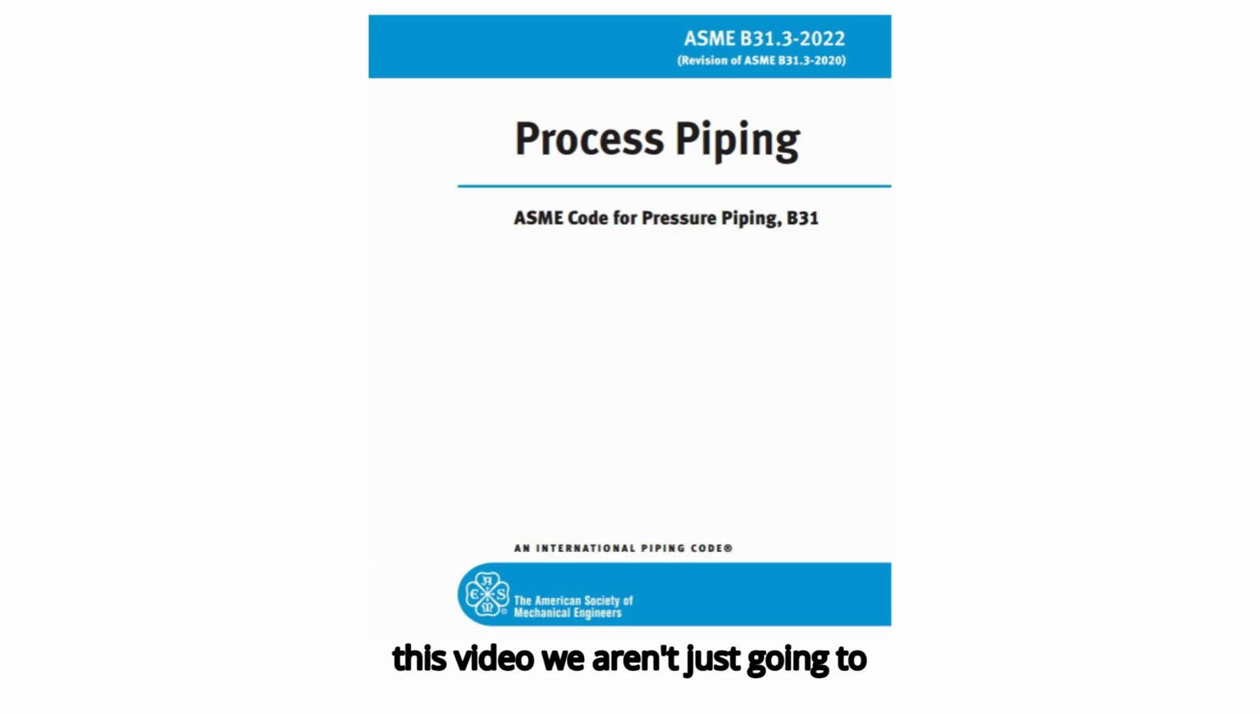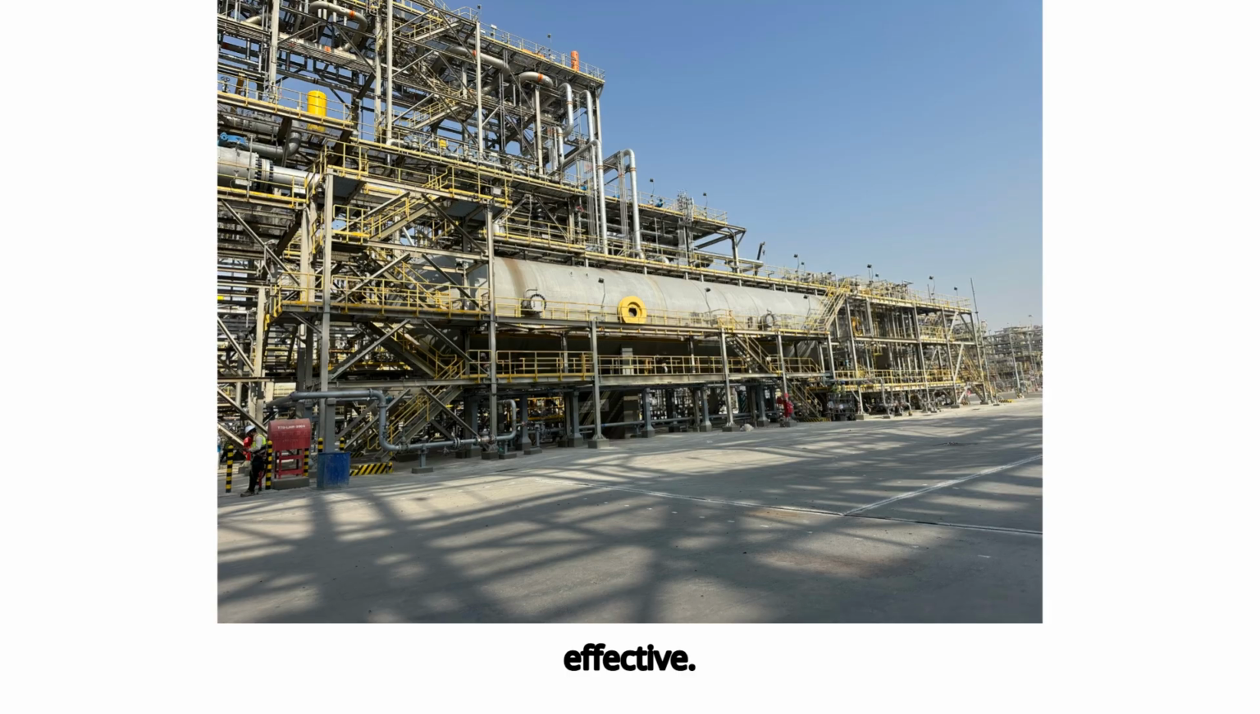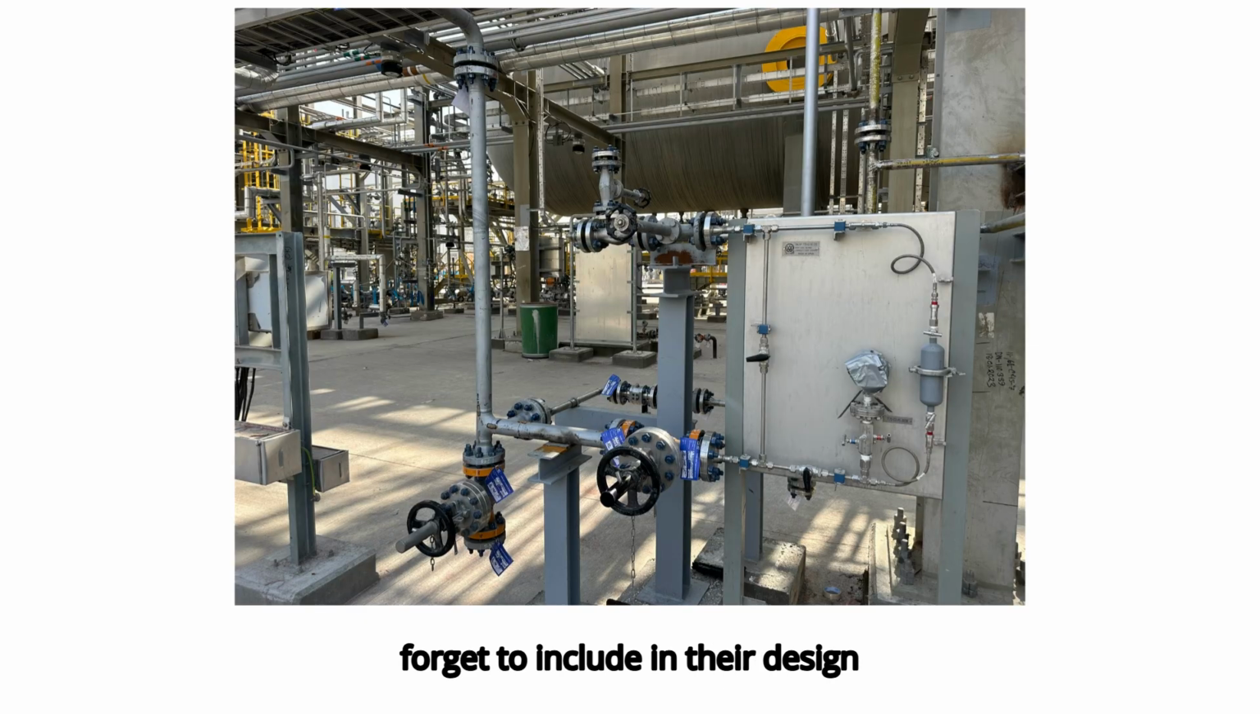In this video, we aren't just going to calculate wall thickness according to ASME B31.3. We're going to understand why pipes are sized the way they are and how to choose the right schedule to ensure your project is both safe and cost-effective. Stick around until the end, because I'm going to reveal the 12.5% error that even senior engineers often forget to include in their design reports, an error that could literally invalidate your entire calculation.